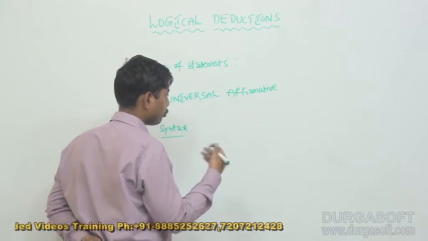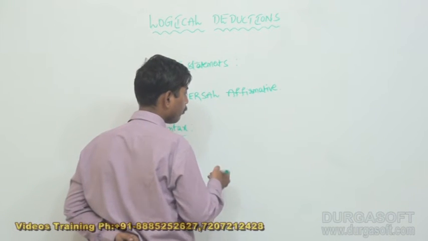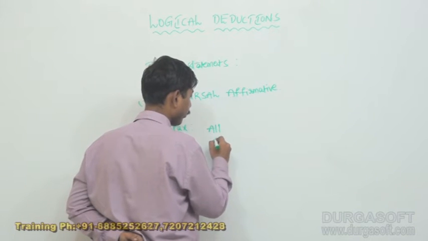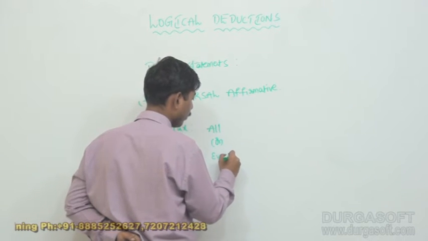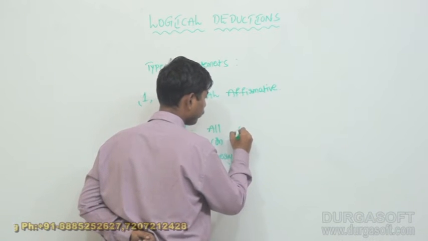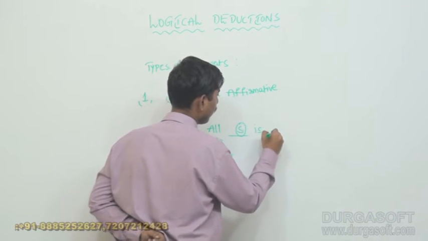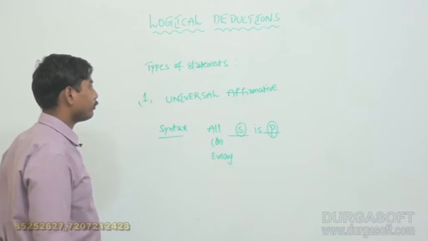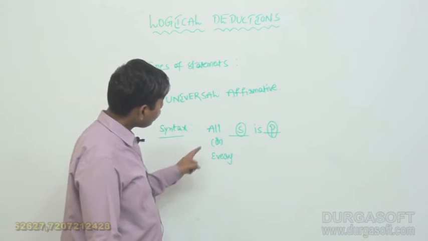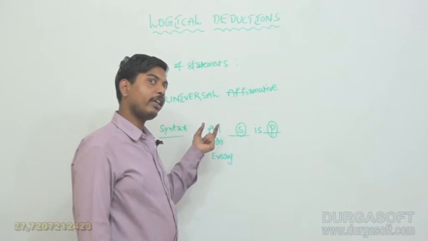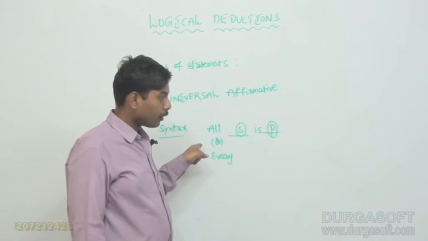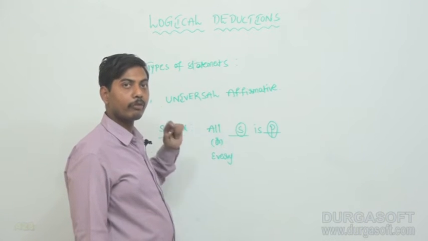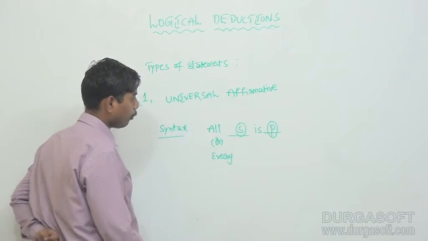Syntax: if a statement starts with a term like "all" or "every", whatever it might be, both are the same. All S is P. So this is the syntax of a universal statement. All S is P means all subject is predicate. That is the syntax of universal affirmative. Let us take an example here.